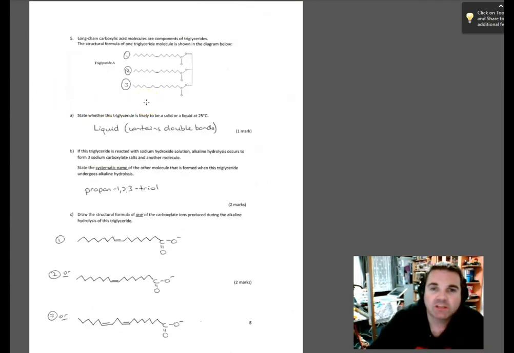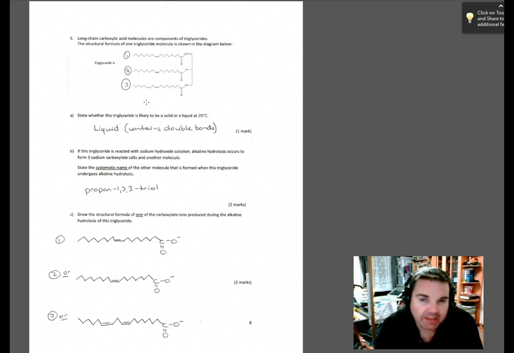Long chain carboxylic acid molecules are components of triglycerides. So a triglyceride is a triester of fatty acids and propan-1,2,3-triol. State whether this triglyceride is likely to be a solid or a liquid at 25 degrees Celsius. Well, within it you've got 1, 2, 3, 4 double bonds. As soon as you introduce double bonds, your triglyceride becomes unsaturated, which makes it an oil. So it's going to be a liquid at room temperature.